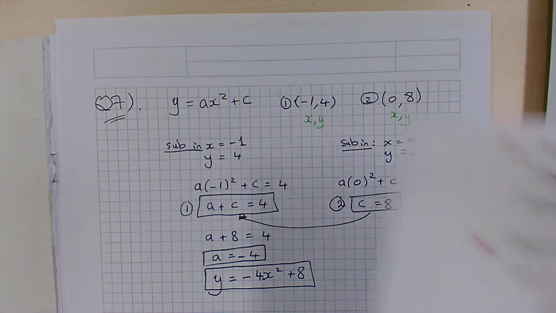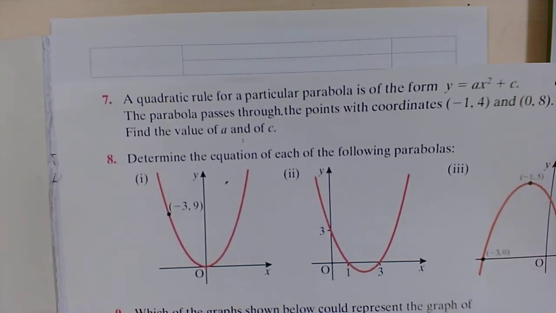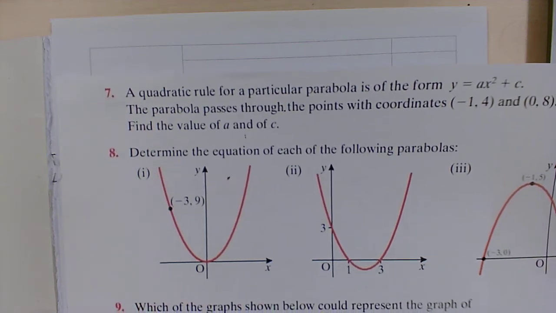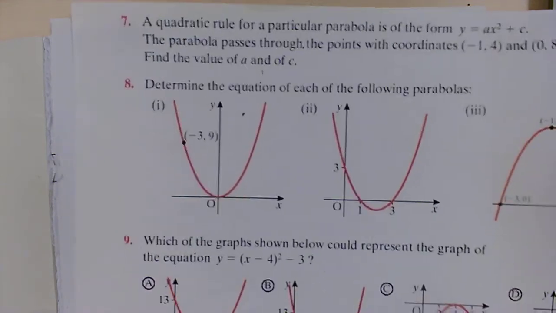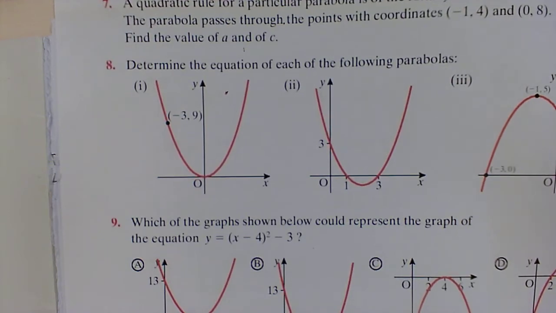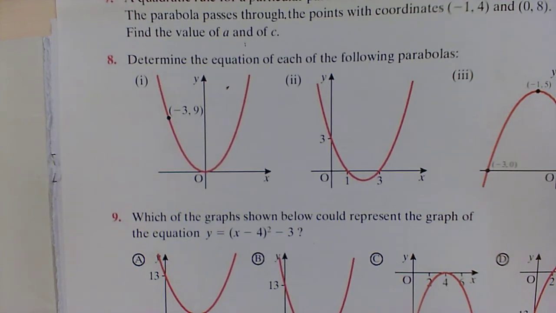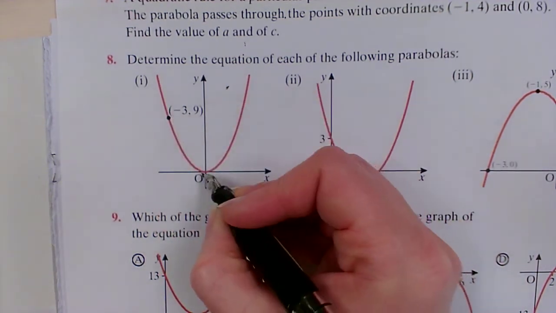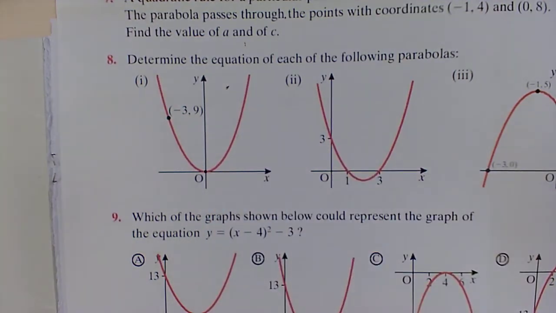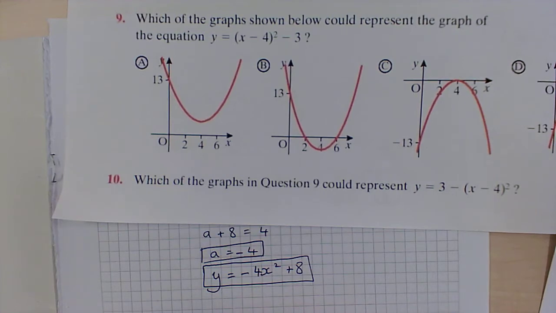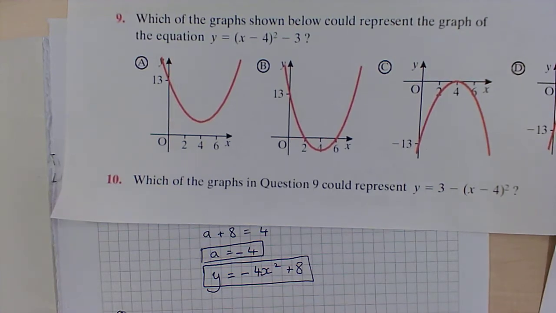Okay, let's take a look at the next question, question 8. We're asked to determine the equation of each of the following parabolas. So we're asked to find the quadratic equation here, or the f of x, or set it equal to y if you want to. What do we have? We have 2 points. We have this point and we have another point here. And what I like to do with these ones is just use the roots and see if the other point makes sense, because it's quicker than coming up with simultaneous equations.